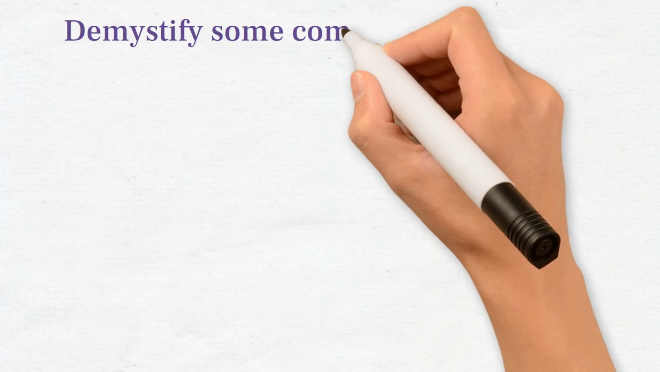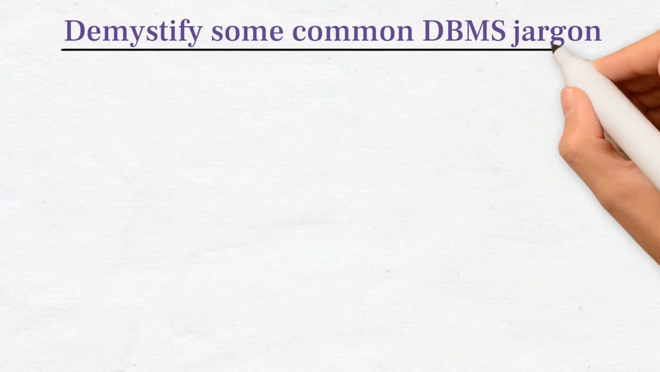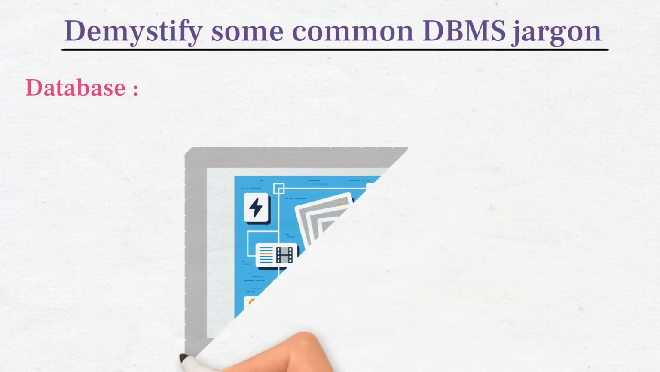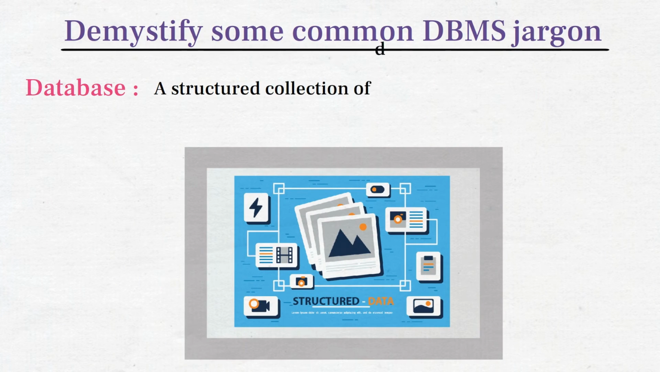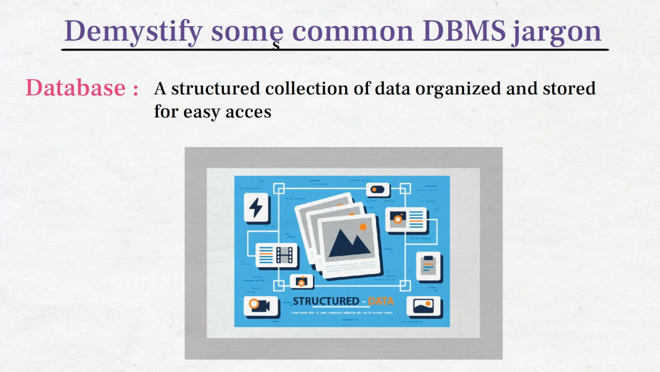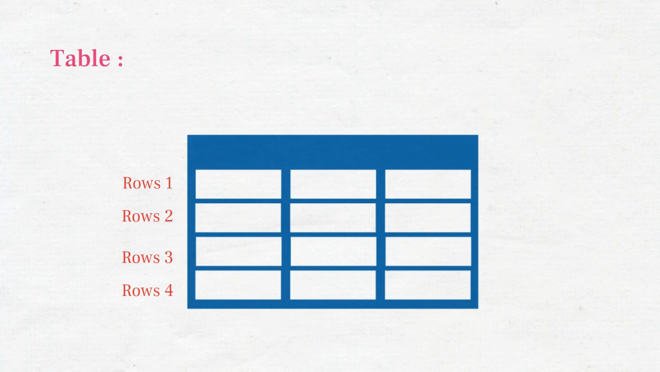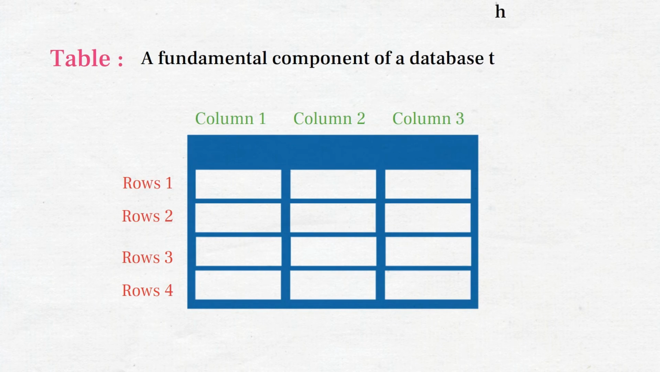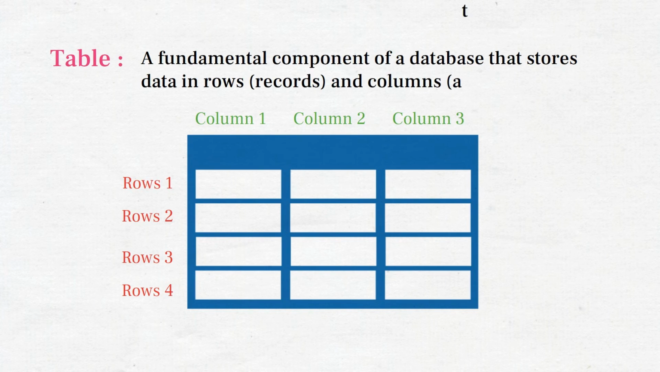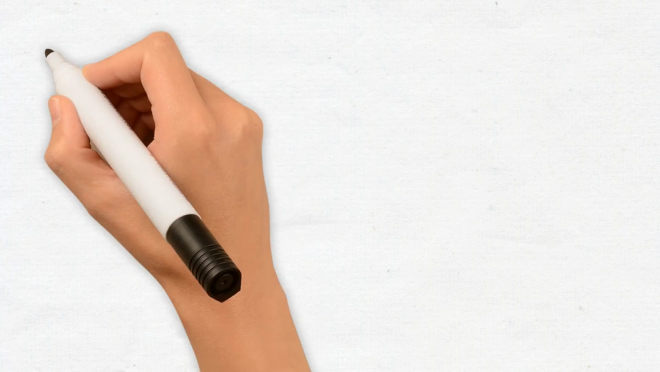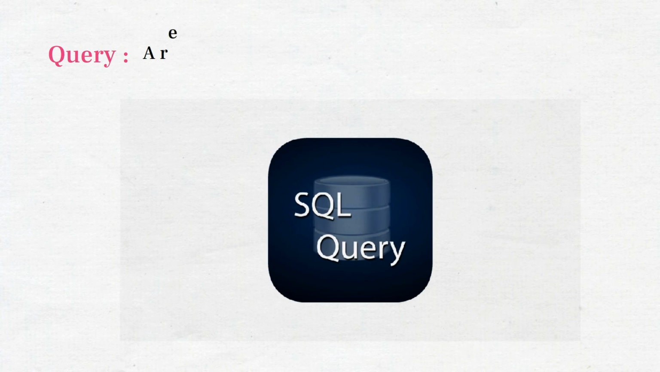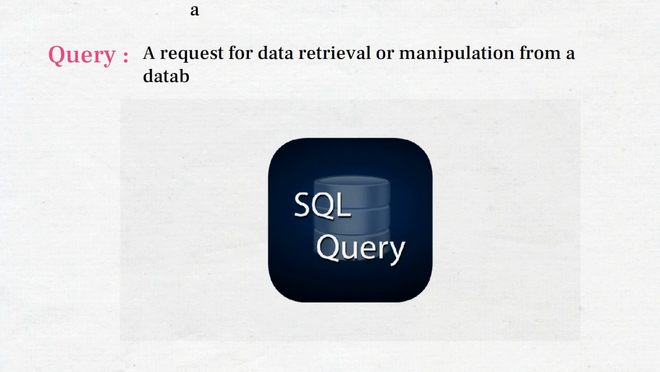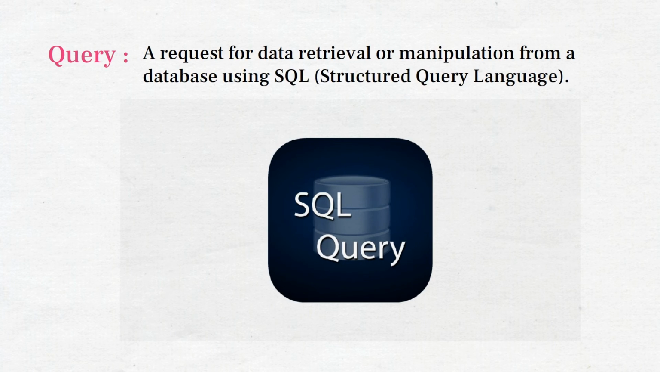Let's demystify some common DBMS jargon. First is database: a structured collection of data organized and stored for easy access and management. Table: a fundamental component of a database that stores data in rows, which are records, and columns, which are attributes. Query: a request for data retrieval or manipulation from a database using SQL, structured query language.